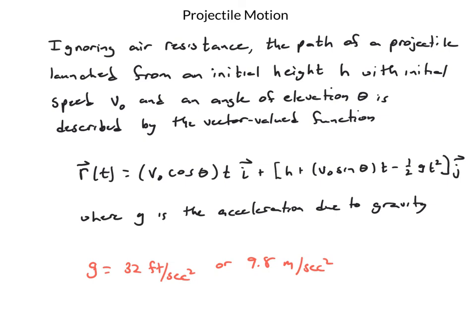And when you're working on these ones, if you're working in terms of feet, you're going to use g as 32 feet per second squared. And if you are working with meters, you'll use 9.8 meters per second squared. Okay, so just be aware of those, and you just plug those in, and that will get you the vector valued function for that, and then you can do whatever you need to in terms of the analysis of that projectile motion. So I know this was quick.